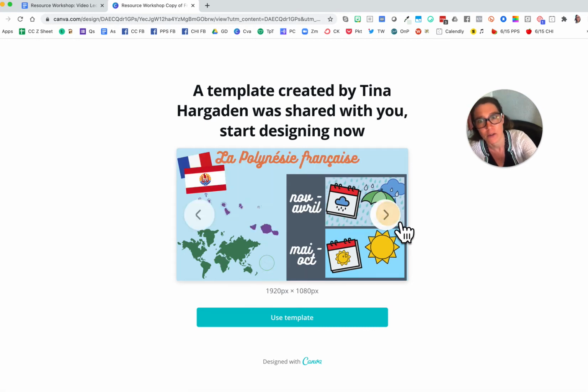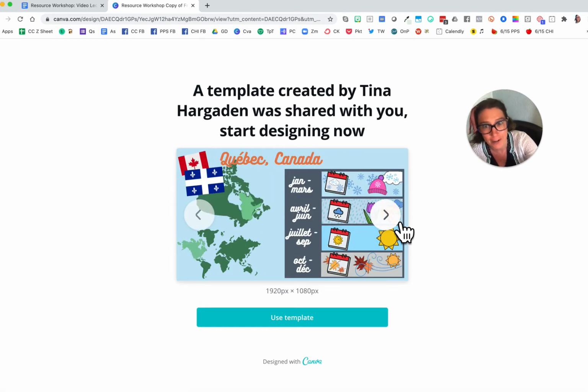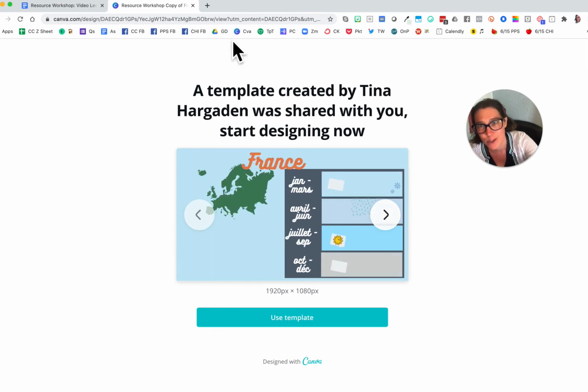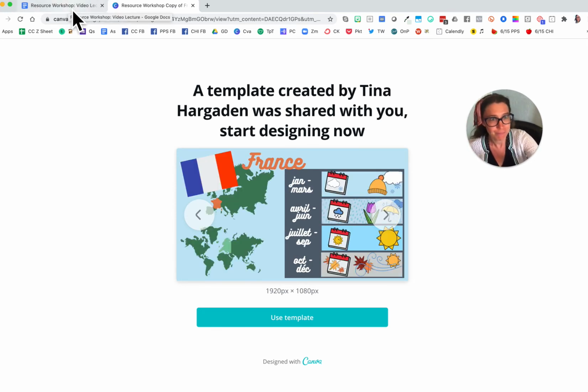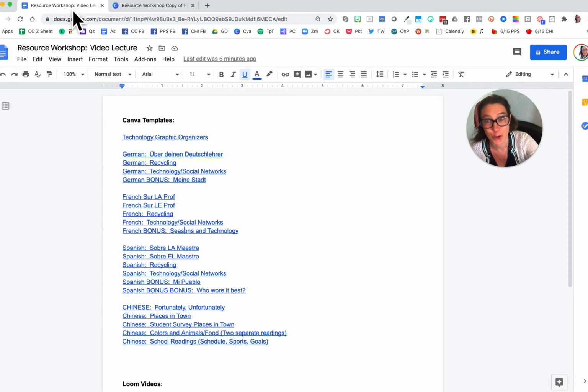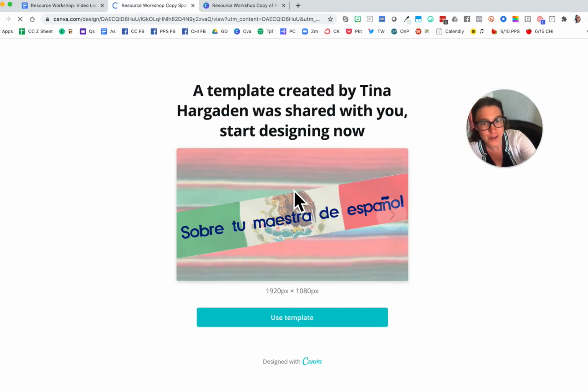Of course, you would probably change it; you're not going to teach them about Quebec and Ivory Coast and all that. But who knows, maybe if you teach German or something, you just really have always been wanting to teach about the Francophone world. So we have here for Spanish also the one about the maestro and the maestra.